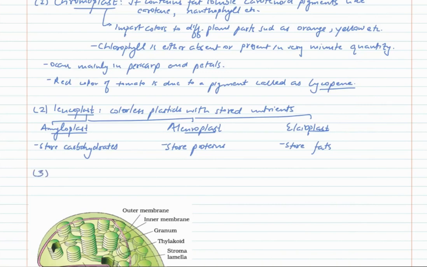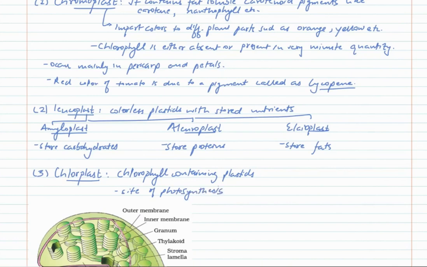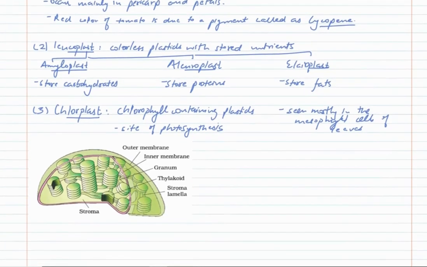Now the third category is chloroplast. Chloroplasts are chlorophyll containing plastids. These are also the site of photosynthesis. So mainly photosynthesis takes place in the chloroplast. They are seen mostly in the mesophyll cells of leaves. So the maximum concentration is present in the mesophyll cells of the leaves.